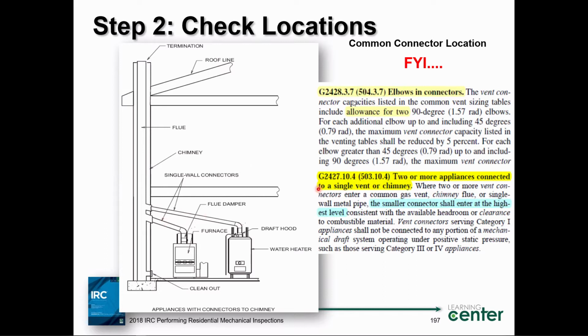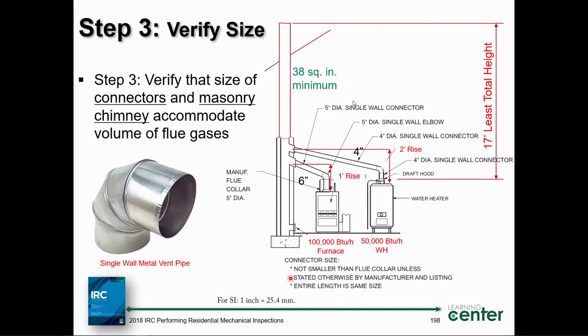All right? First things first. I want you to look at this diagram here. I know it looks like a bunch of scribble, but it's really not. I have a single wall metal pipe being used as a connector to connect my furnace with some kind of a flue collar, right? No fan assisted here, just a flue collar.